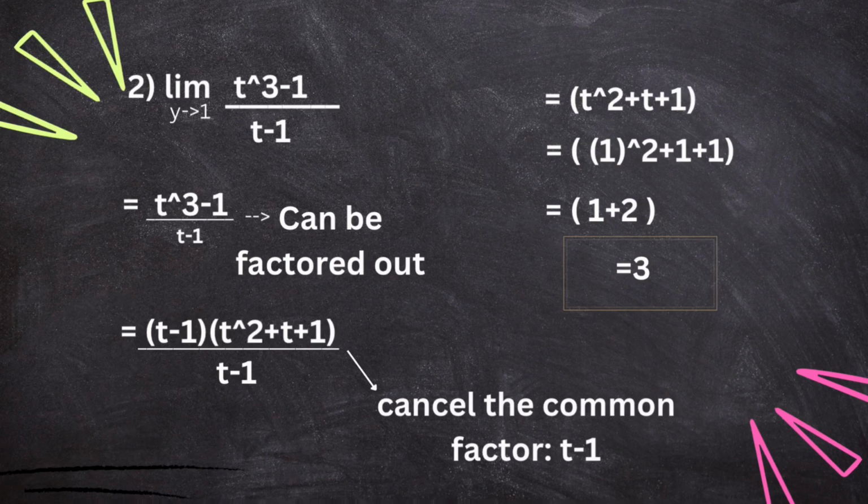And now, let's substitute the value of our variable, which is 1, to the variable in our given. And it would be 1 squared plus 1 plus 1. And now, let's start to simplify it. 1 squared is equal to 1. 1 plus 1 is equal to 2. 1 plus 2 is equal to 3. Therefore, the limit of t cubed minus 1 over t minus 1 as x approaches 1 is equal to positive 3.